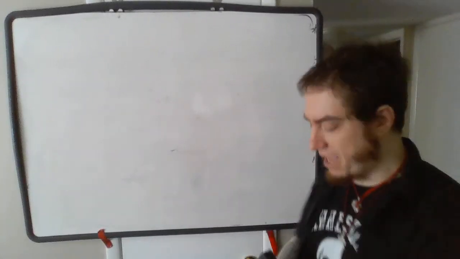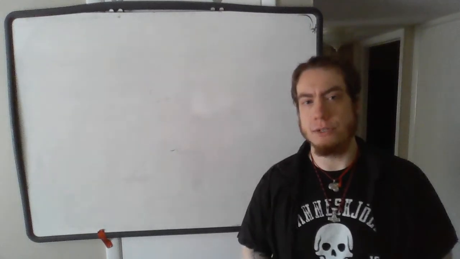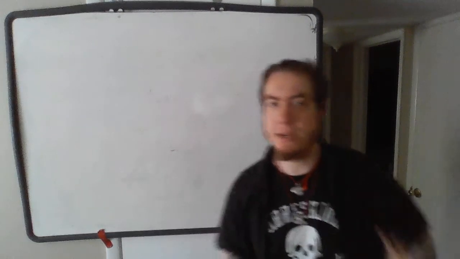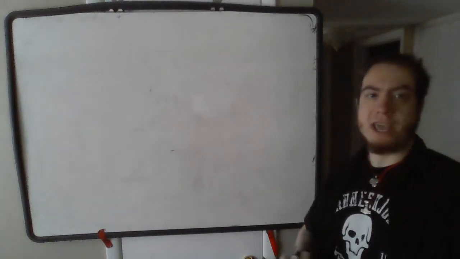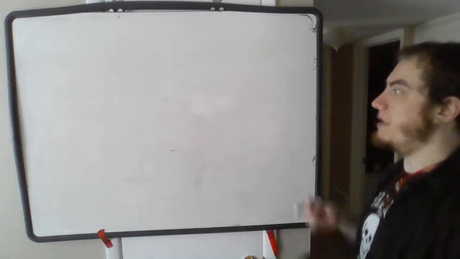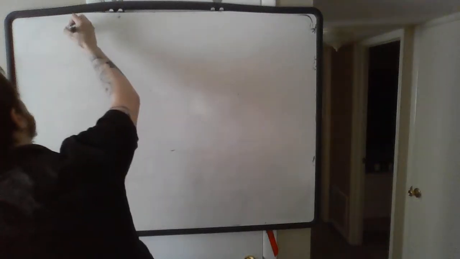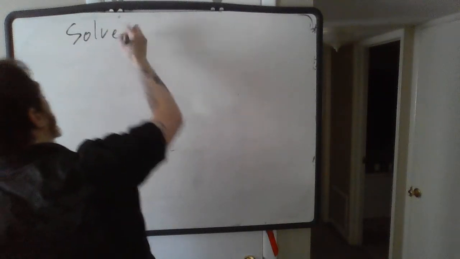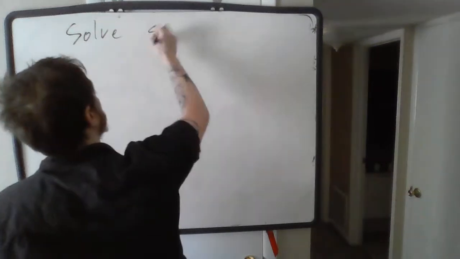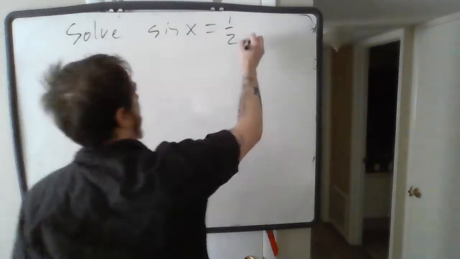Now that we've talked about the inverse trigonometric functions, I want to talk about how you solve equations involving trig functions. To start off with this idea, I want to think about a fairly basic sort of problem that you could encounter like this. Let's suppose that we want to solve the equation sine of x is equal to 1/2.